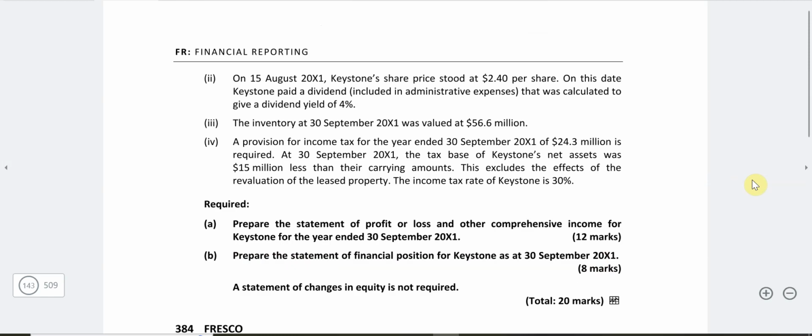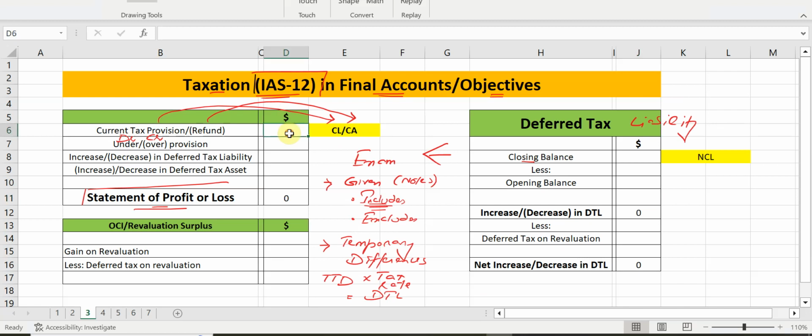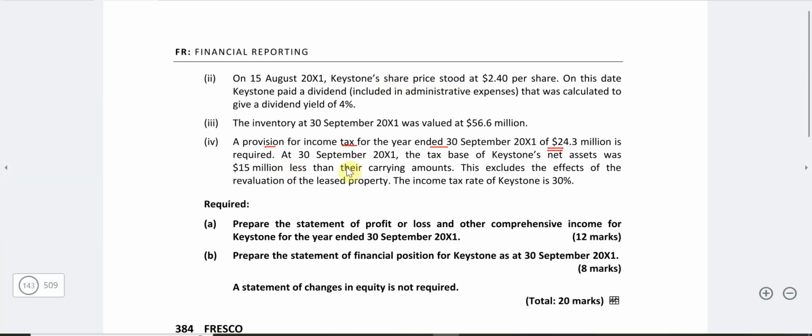Note number 4 says the provision for the income tax for the year ended 30 September is 24.3 million. Does that mean this is the current year tax estimate? We can straight away take it over here, 24,300. We don't have any underprovision in this question.